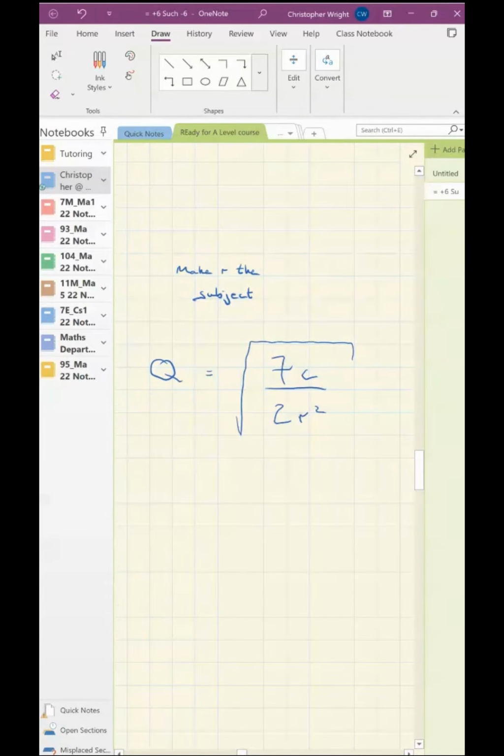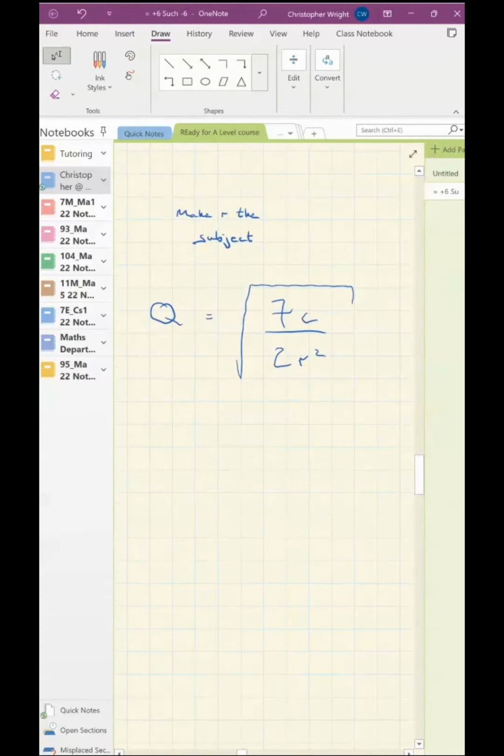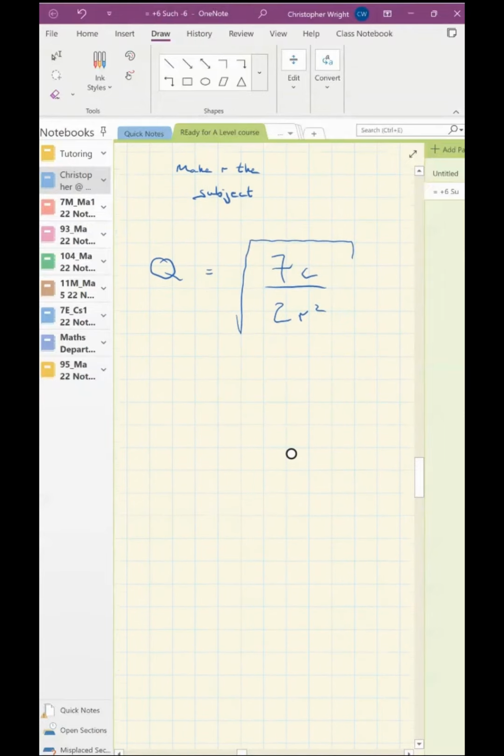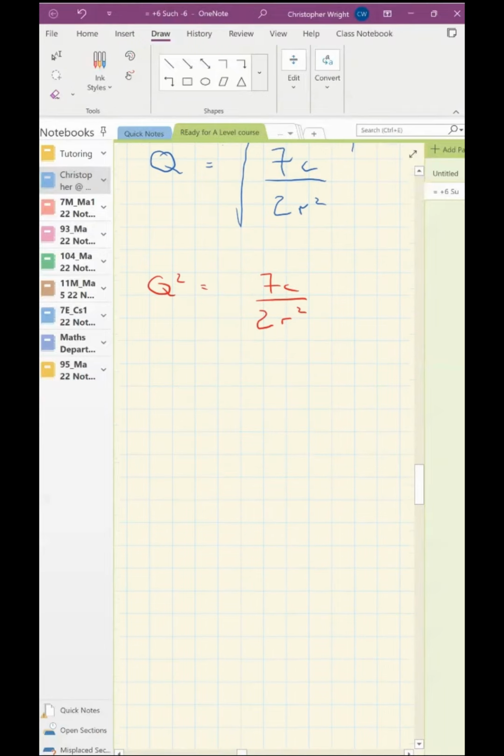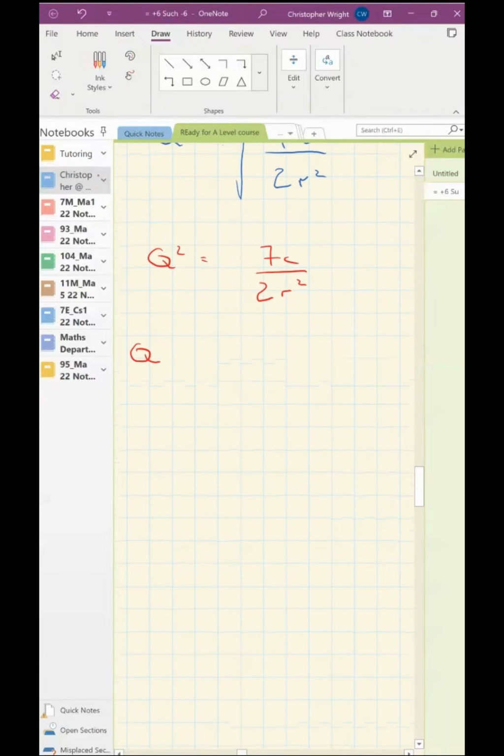Right, slightly more difficult example. We're going to make r the subject of this expression here. Again, I'm going to get rid of that square root sign simply by squaring both sides. Again, I'm going to bust open the fraction, so I'm going to have q squared multiplied by 2r squared equals 7c here. Okay, which is going to give me 2q squared r squared equals 7c.